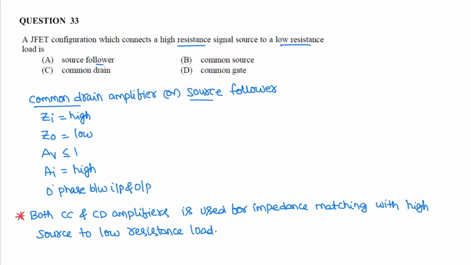Therefore, both common collector in BJT and common drain amplifier in FET are used for impedance matching, from a high resistance source to a low resistance load. So the correct option is A.